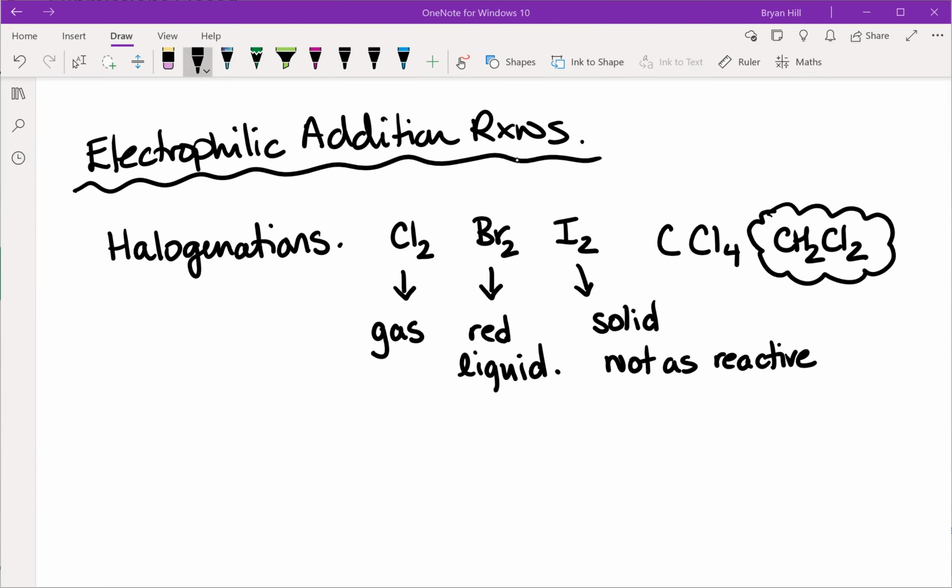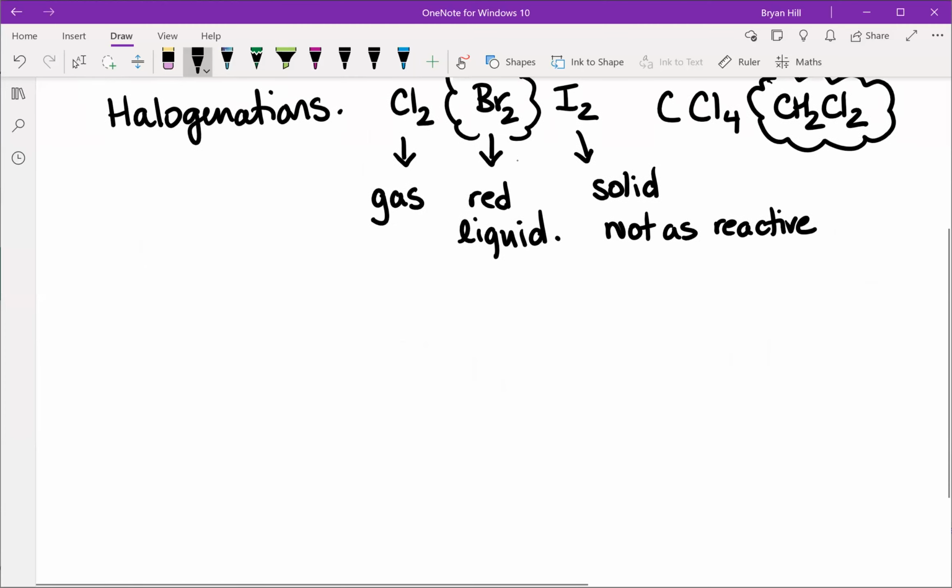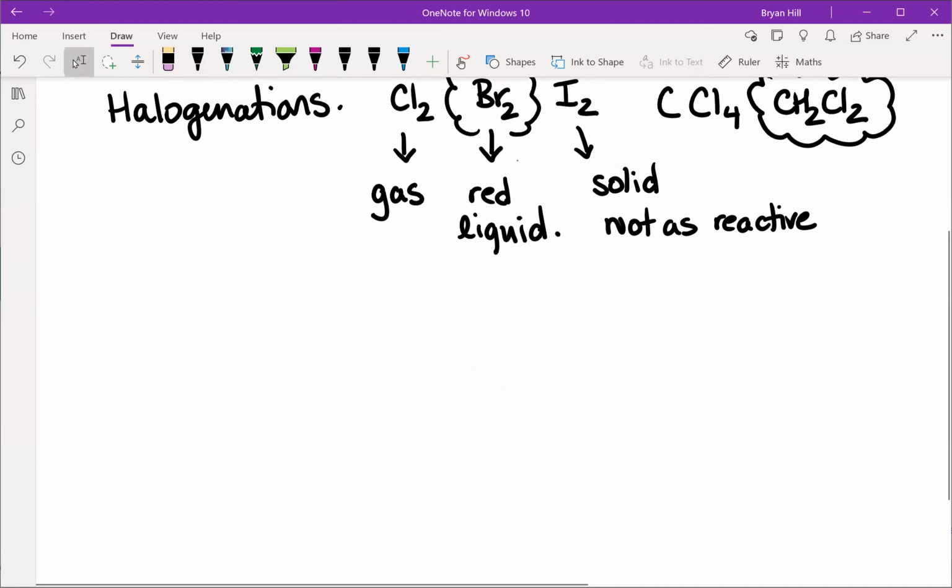So almost all of the examples we're going to use today are bromine, because it reacts really quickly and it's a red liquid. And then once it reacts, the red color disappears. So you immediately know, oh, something's happened. And so it's commonly used as a test: you can just add a drop of red bromine solution to your unknown. And if it disappears right away, there's a really good chance you've got an alkene or an alkyne. So it's used as a test. And working with liquids is far easier than working with gases. So that's what we're going to do.